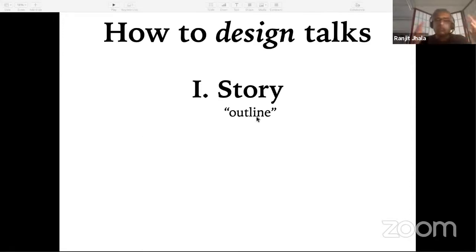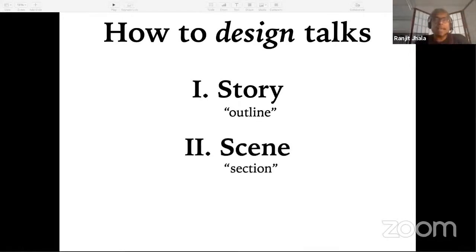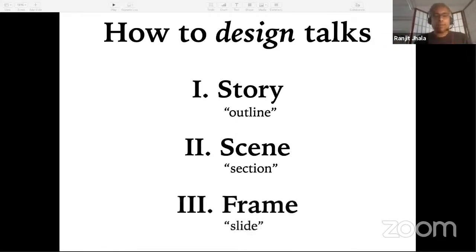Roughly speaking, the story is going to correspond to your outline. We'll see each of these in great detail in a second. Second, once you have an idea of what your story is, what your narrative arc is, the story itself is going to let you break up your talk into what I call individual scenes or sections. And finally, once you've figured out what your individual scenes or sections are, that's when you get down to the nitty-gritty of designing or developing individual frames or slides.